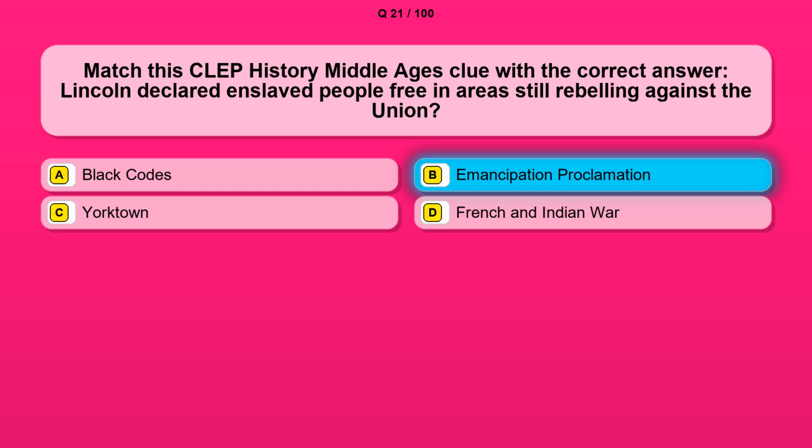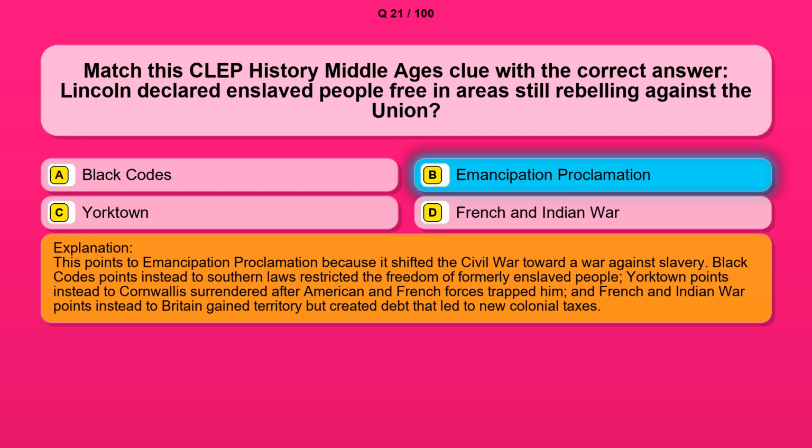The correct answer is option B, Emancipation Proclamation. This points to Emancipation Proclamation because it shifted the Civil War toward a war against slavery. Black Codes points instead to Southern laws that restricted the freedom of formerly enslaved people. Yorktown points instead to Cornwallis surrendering after American and French forces trapped him, and French and Indian War points instead to Britain gaining territory but creating debt that led to new colonial taxes.